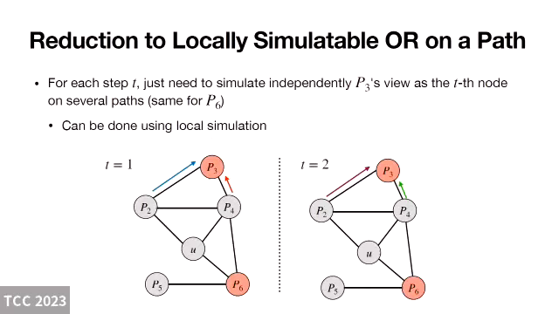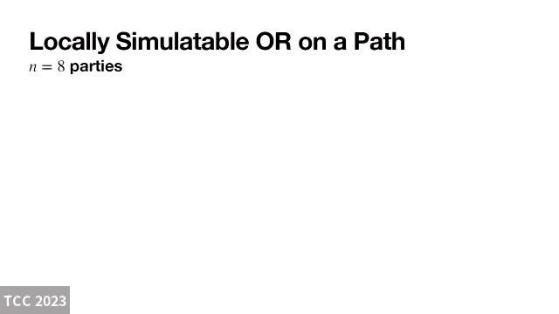And in fact, you can look at the view of each individual corrupted party independently. And this again is where we ended up using the correlated part of the random walks, because basically you just need to simulate the OR protocol on each incoming edge. Okay, so now with the time remaining, let me explain to you the locally simulatable OR.